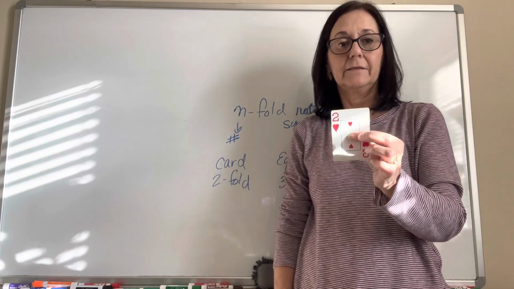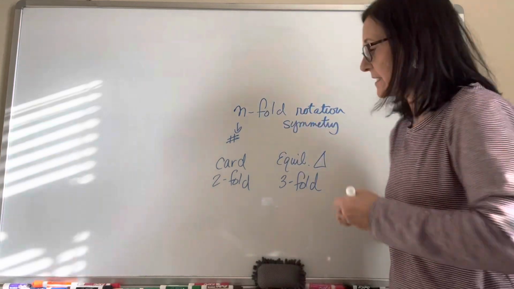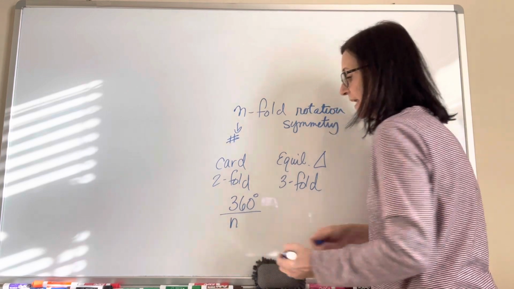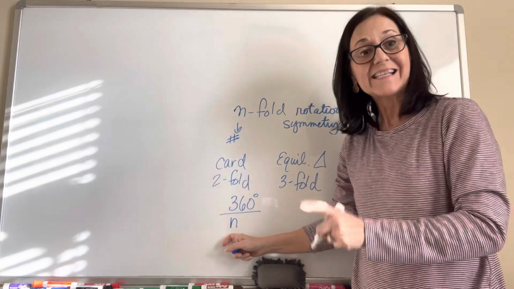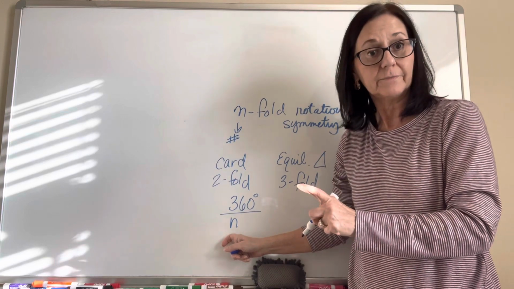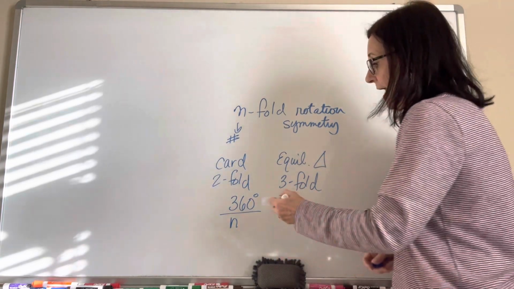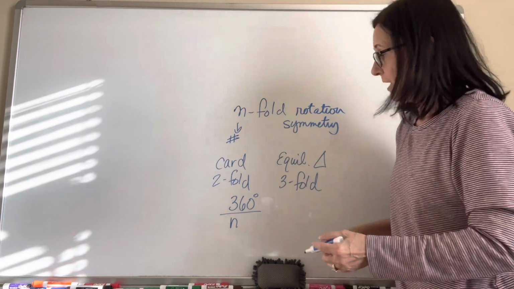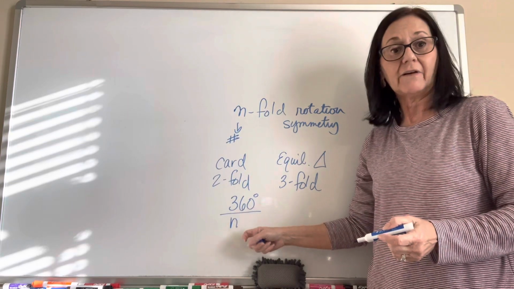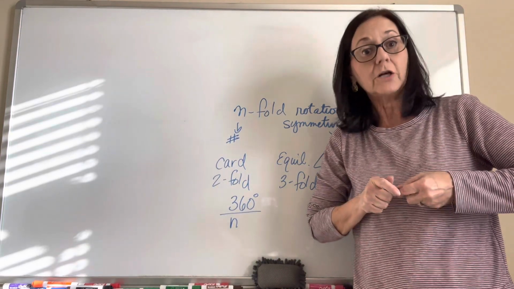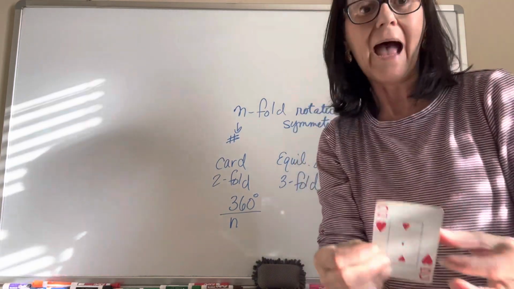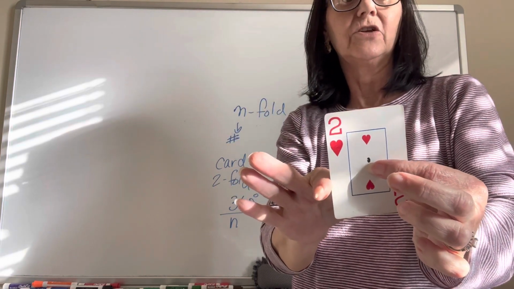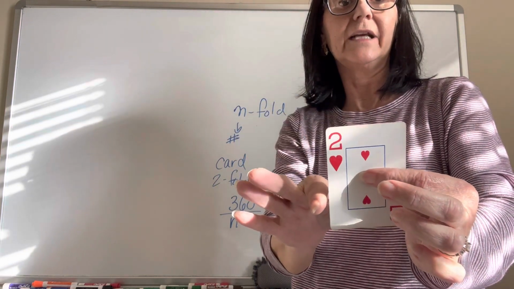360 degrees. So you take the 360 degrees, divide it by the n, the number of exact images you have through the rotation, and you can get the degree or the magnitude of the rotation. So for the card, it would be 360 divided by 2, which is 180 degrees. So that's the magnitude or the degree of the rotation. I rotate it 180 degrees to get the same image, another 180 degrees, and I get the same image.